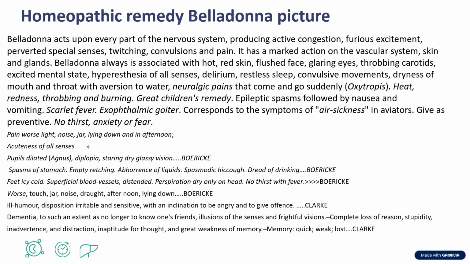Belladonna always is associated with hot red skin, flushed face, glaring eyes, throbbing carotids, excited mental state, hyperesthesia of all senses, delirium, restless sleep, convulsion, convulsive movements, dryness of mouth and throat, with aversion to water. Neuralgic pains that come and go suddenly, heat, redness, throbbing pain, burning. Great children's remedy. Epileptic spasm followed by nausea and vomiting.